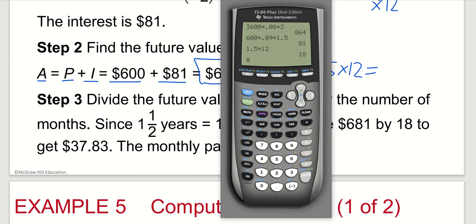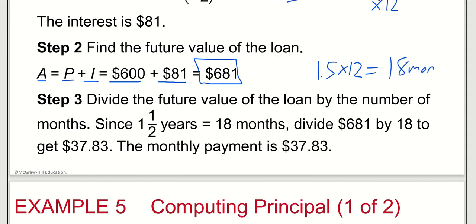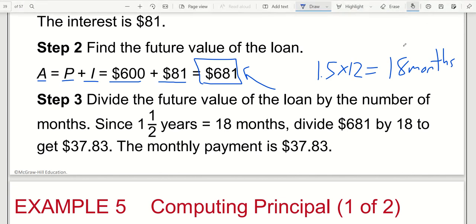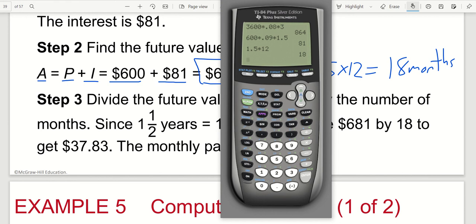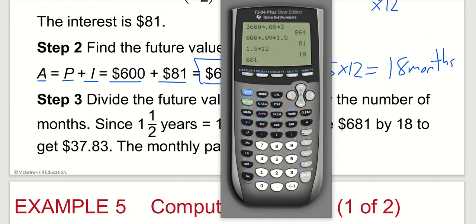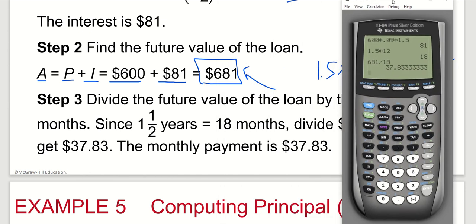And it does. So that tells us that they're going to be borrowing the money for 18 months. We know the total amount they have to pay, and if we're splitting it evenly according to monthly payments, then we divide that by 18. So if we do 681 divided by 18, this tells us that our monthly payment would be about $37.83. So if they pay the $37.83, they will repay the entire future value of the loan in exactly 1.5 years.